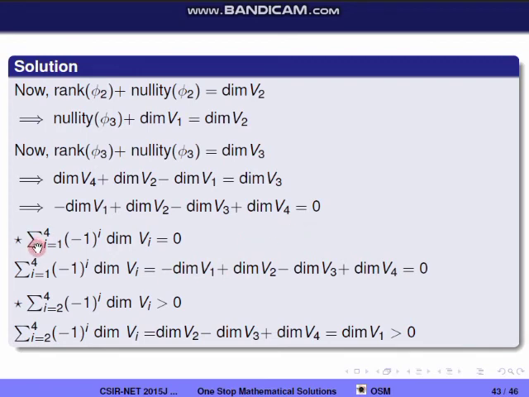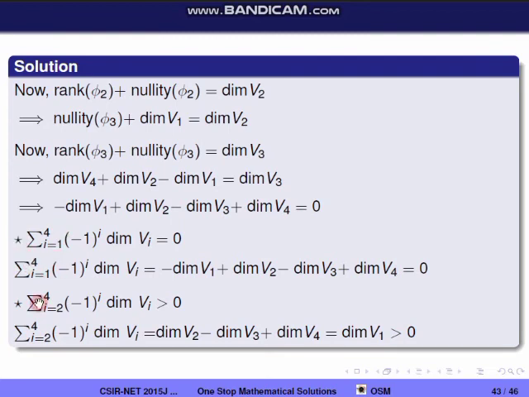First option, sigma i is equal to 1 to 4, minus 1 whole power i, dimension vi equal to 0. So when we open this, it is equal to minus dimension v1 plus dimension v2 minus dimension v3 plus dimension v4, and we got this is equal to 0. So this option is correct.